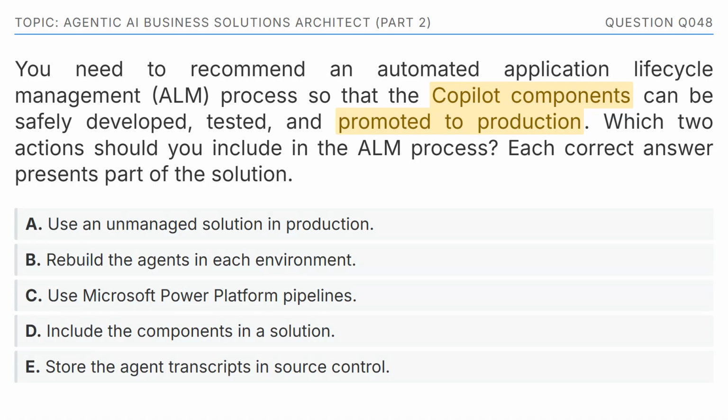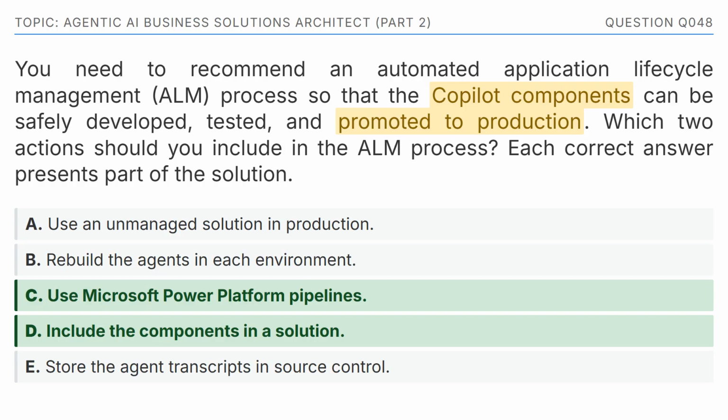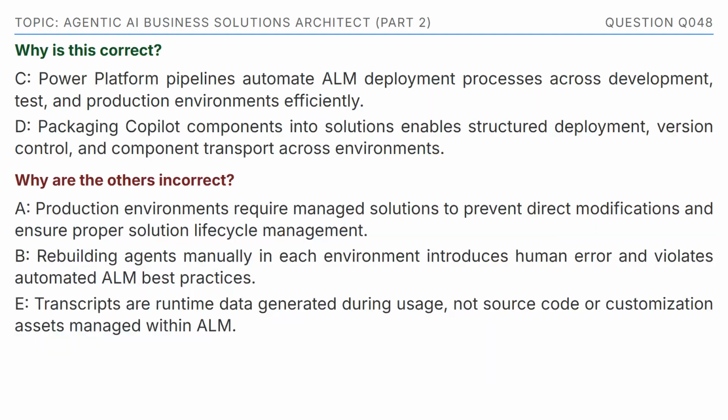To arrive at the correct answer, we focus on the keywords: Automated Application Lifecycle Management, ALM, Copilot components, promoted to production. The correct answers are Option C, use Microsoft Power Platform pipelines, and Option D, include the components in a solution. Why is this correct? C. Power Platform pipelines automate ALM deployment processes across development, test, and production environments efficiently. D. Packaging Copilot components into solutions enables structured deployment, version control, and component transport across environments.